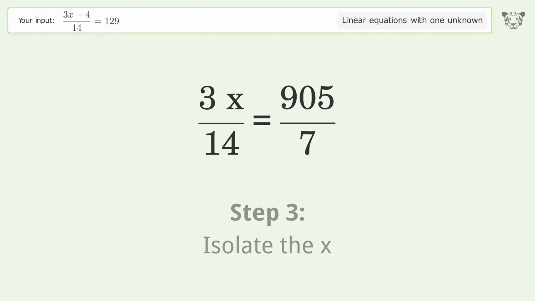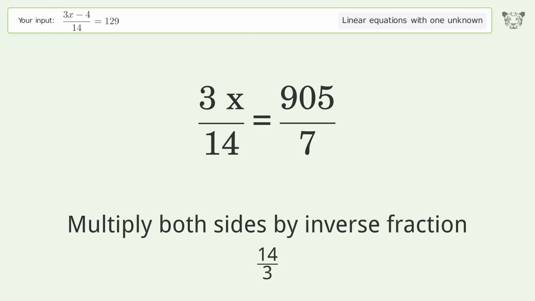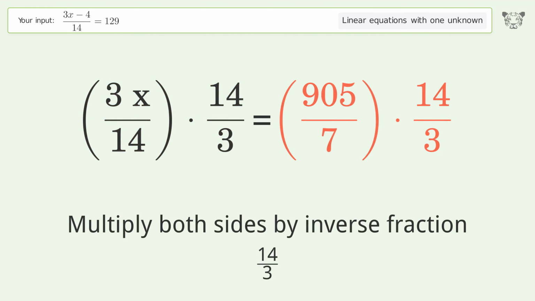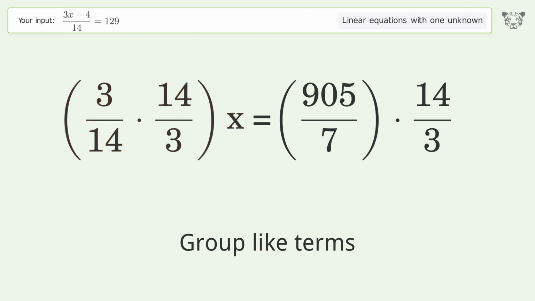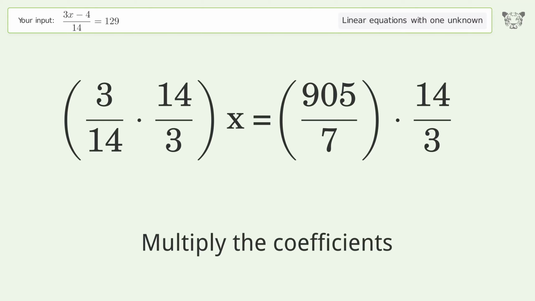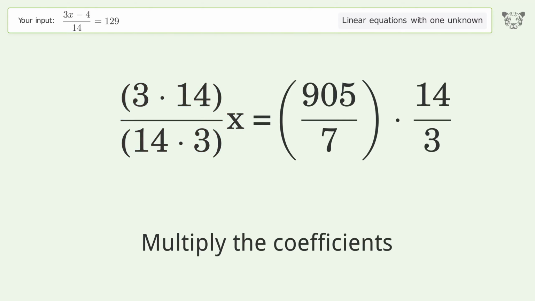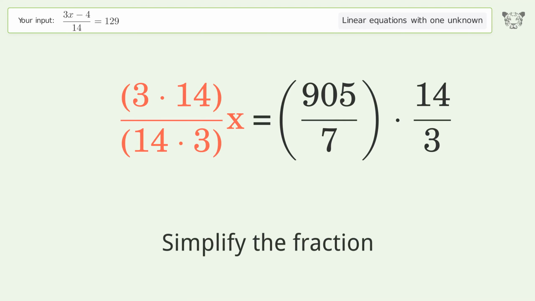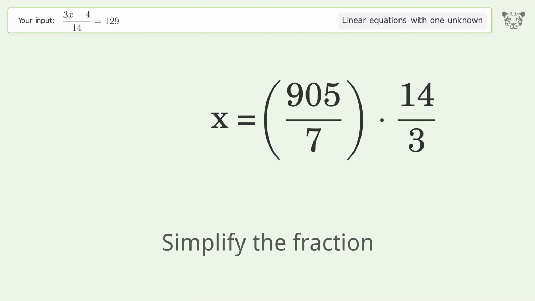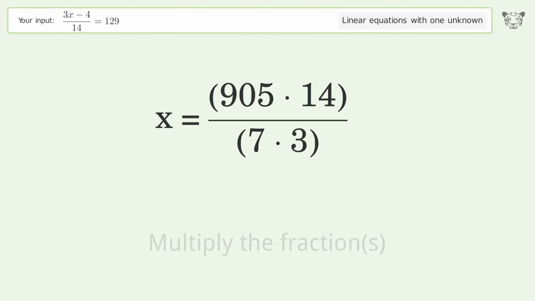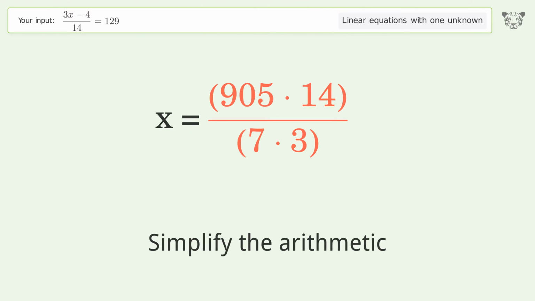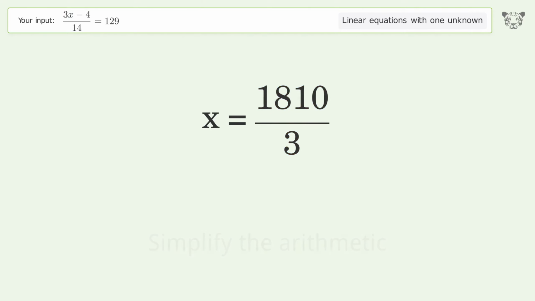Isolate the x. Multiply both sides by the inverse fraction 14/3. Group like terms. Multiply the coefficients. Simplify the fraction. Multiply the fractions. Simplify the arithmetic. And so the final result is x equals 1810/3.